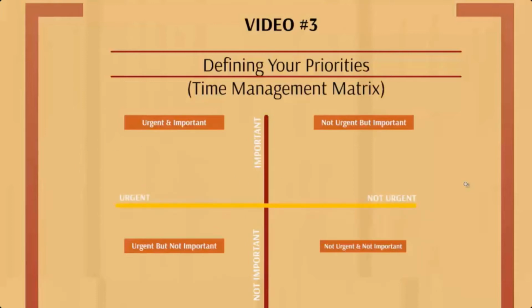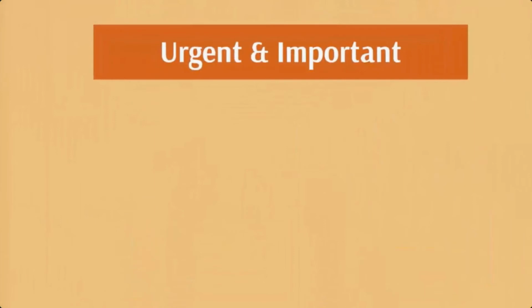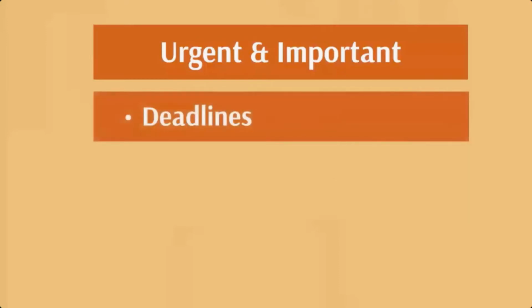Now, I'm going to break these up into sections, so it's going to make a lot more sense in just a minute. So let's take a look at the urgent and important, because that's probably the most important thing out of all the lists of to-do lists and the tasks and the projects and everything like that. That is the most important thing that we need to get down.